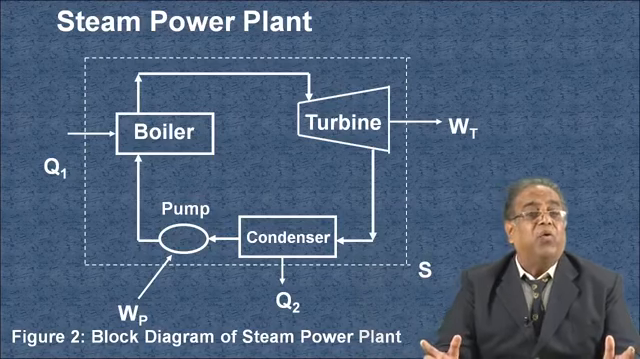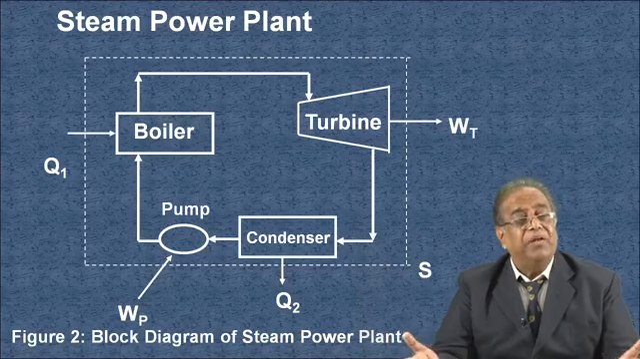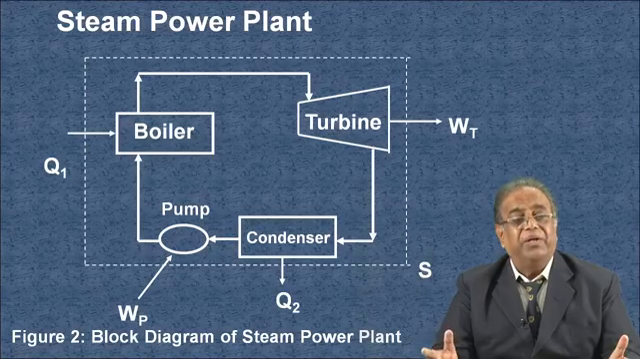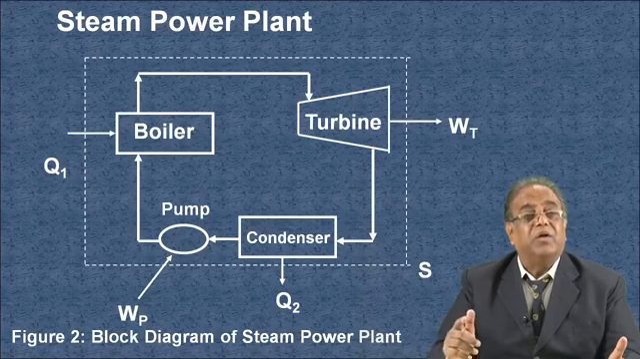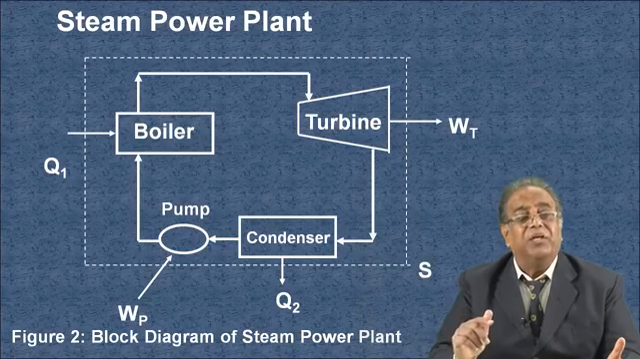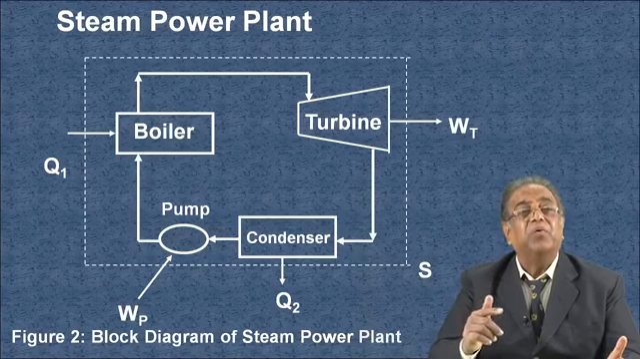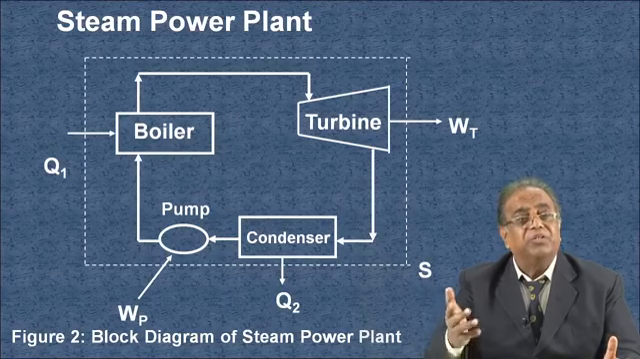Now, if you think of a control volume, which is depicted in this block diagram with a dotted line, here S is the control surface. By sign convention, the heat input to the system is considered positive and heat given out from the system to the outside is considered negative. So in this process, Q1 is positive and Q2 is negative because it is heat loss from the system to the outside. As far as work is concerned, the conventional sign convention is that work done by the system is considered positive. Obviously, WT will be positive work, and work done onto the system is considered negative, so WP will be negative. With this sign convention, we will proceed further for the detailed discussion of the steam power plant.